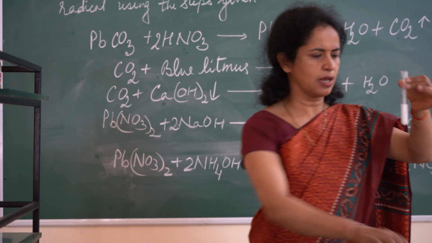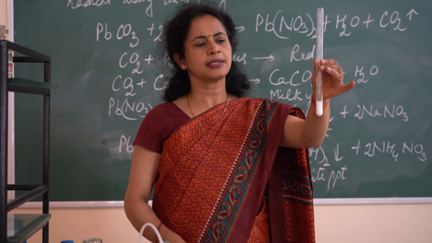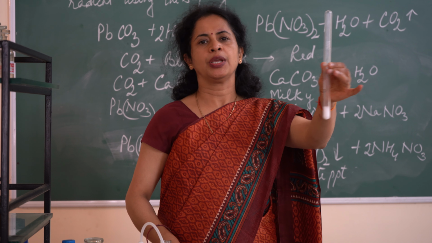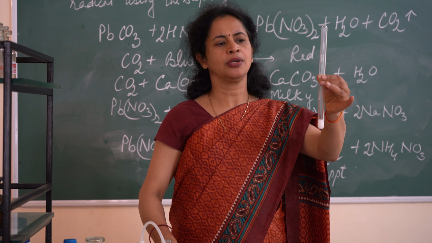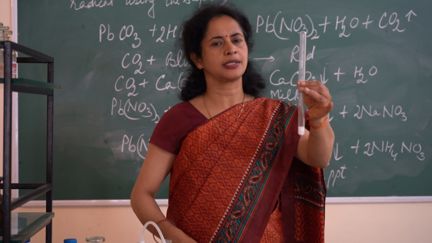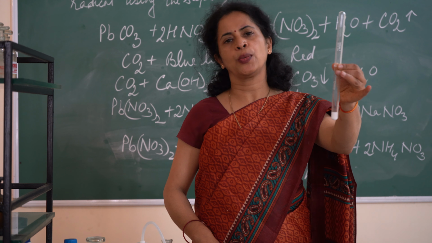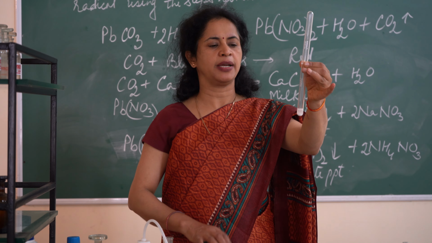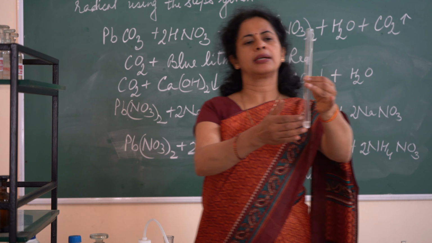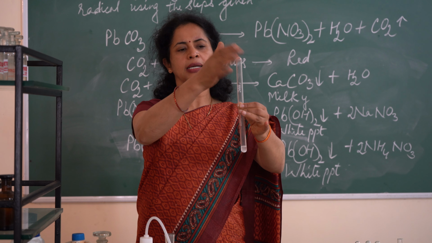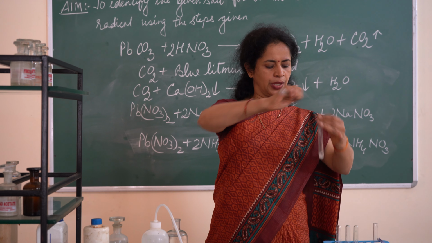Immediately brisk effervescence takes place and a gas is liberated. Collect this gas in another test tube. Just put another test tube of equal size at the top of it so that all gas will get collected in this test tube. By doing this, we are doing two things side by side. We are converting our salt into a soluble solution, and at the same time the gas is getting collected in this test tube. Now we can test this gas.